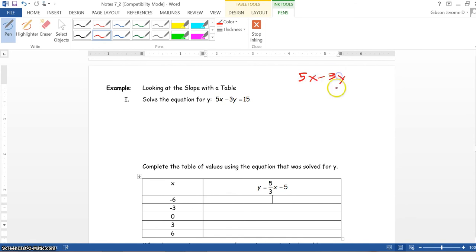So let's do this. We will subtract 5x on both sides. So we will have negative 3y is equal to negative 5x plus 15. Now we will divide each side by negative 3. And we will have y is equal to negative 5/3 x plus 5.